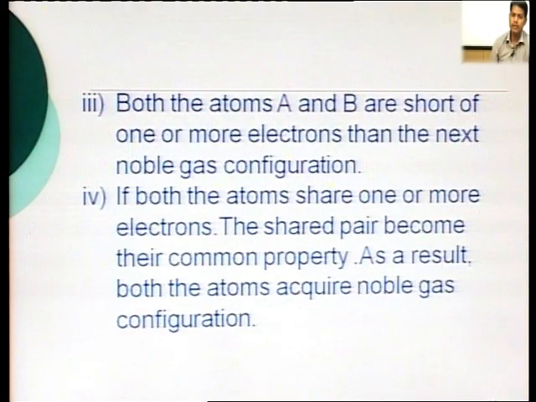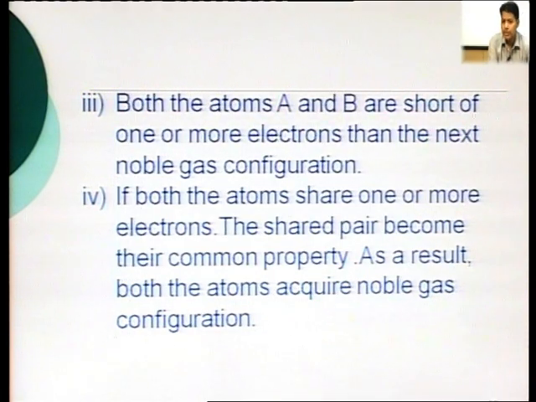Both the atoms A and B are short of one or more electrons than the next noble gas configuration. For example, oxygen is two electrons less than the noble gas next to it, which is neon. Oxygen has 8 electrons, which is 2 fewer than neon, and fluorine has 1 electron fewer than neon.